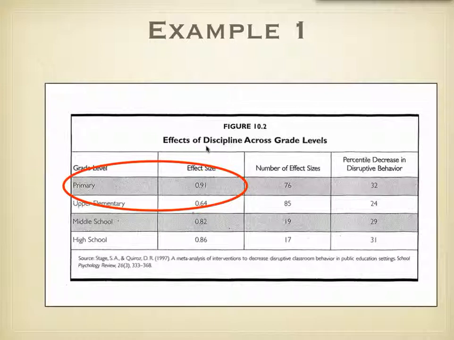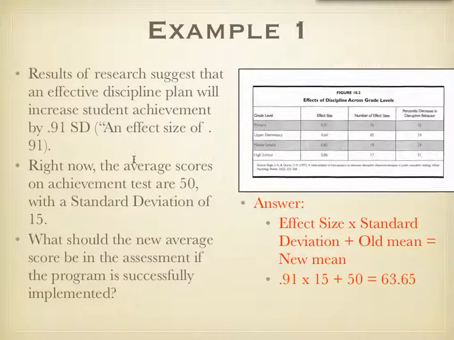It talks about the effect of discipline across grade levels. And so what we want to study is what happens when a school improves the way that it handles classroom management practices, or what we would normally call discipline. So he would say that it increases student achievement by almost 1 standard deviation. So how do we compute what to expect if that really were to be the case?